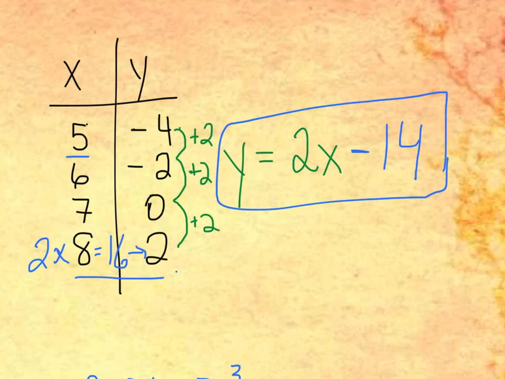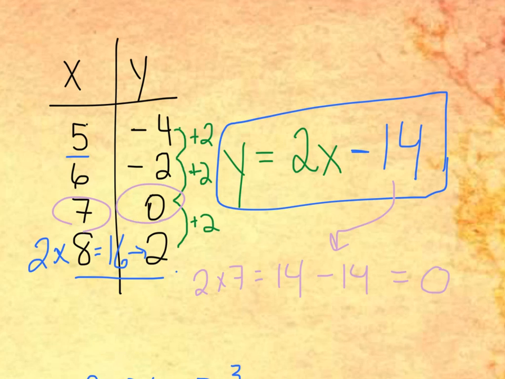And real quick, we'll check our answer to make sure it's correct. Let's try it with 7. So I know 2 times 7 gets me 14. The next thing we have to do is subtract 14 from that, and we get 0, which is the correct answer that we were hoping for. So we got it correct.